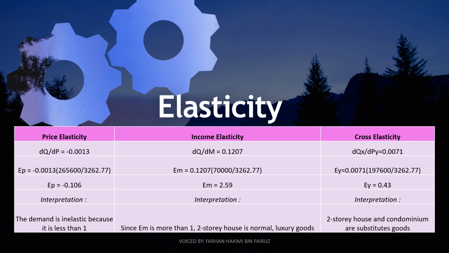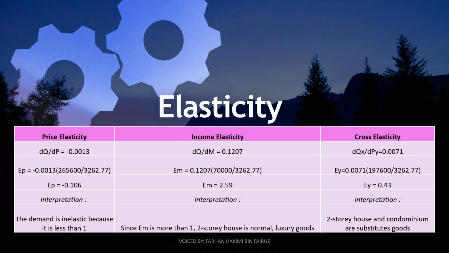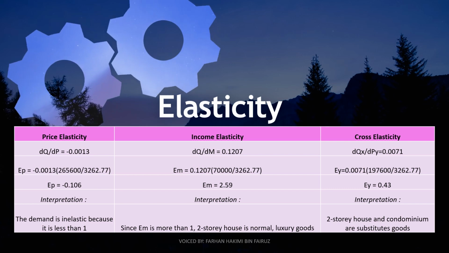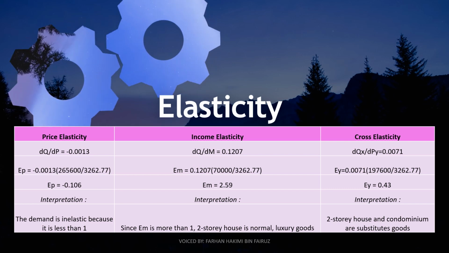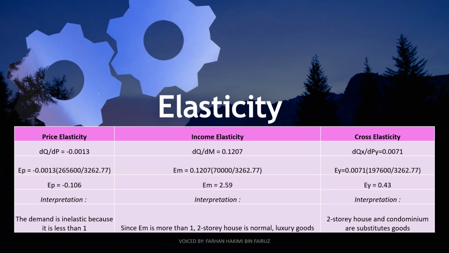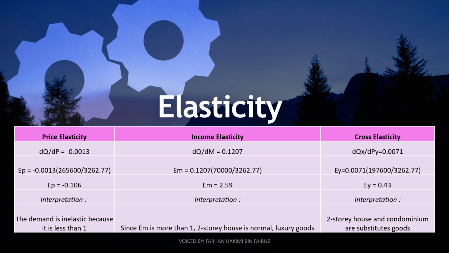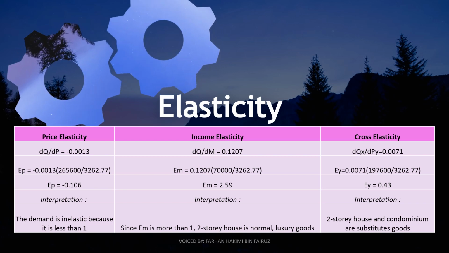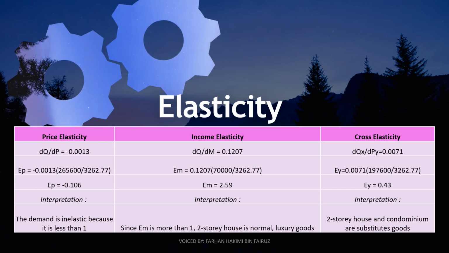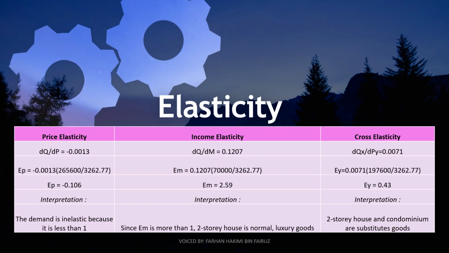As for price elasticity of demand, we first differentiate the demand equation with respect to price. We get the value of 0.0013 and we substitute the value into the price elasticity formula and we will get the value negative 0.106. We interpret this value by saying the demand is inelastic due to the value being less than 1. Then, for income elasticity of demand, we first differentiate the demand equation with respect to income. We get the value of 0.1207 and we substitute the value into the income elasticity formula and we will get the value 2.59. We interpret this value by saying it is a luxury good because the elasticity is more than 1.